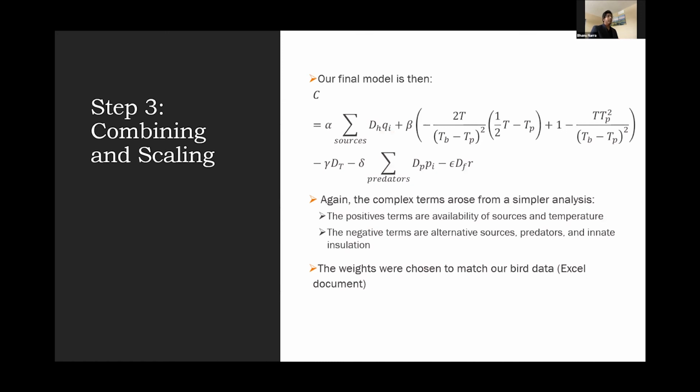So then with all this consideration, our final model looks like this. Again, it looks very complicated, but we broke it down into simple steps and we decided which sort of functional forms each term would take. And so again, the first two terms just correspond to how much hair is available and what temperature it is. And the last couple terms just correspond to alternative sources, predators, and innate insulation.